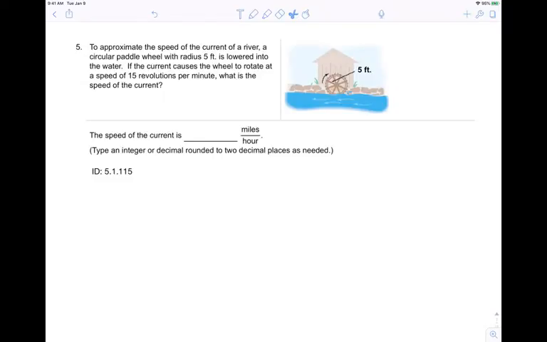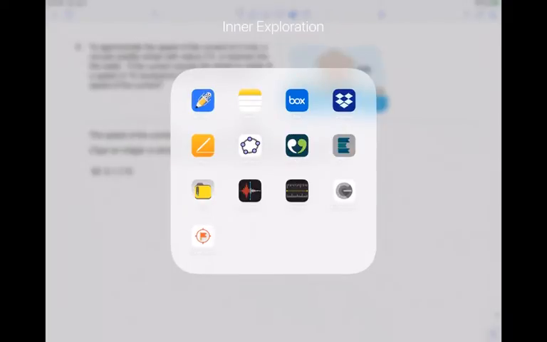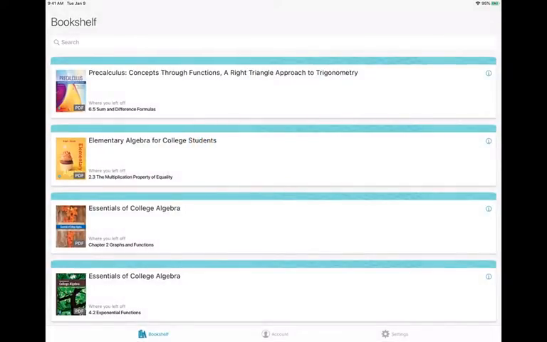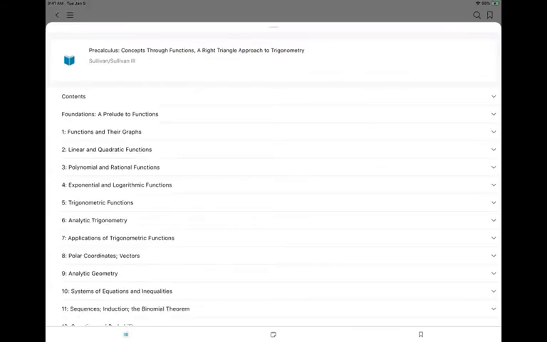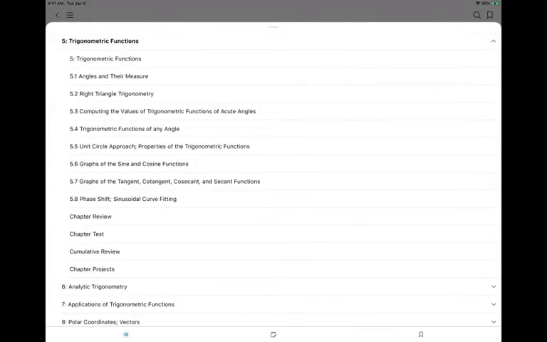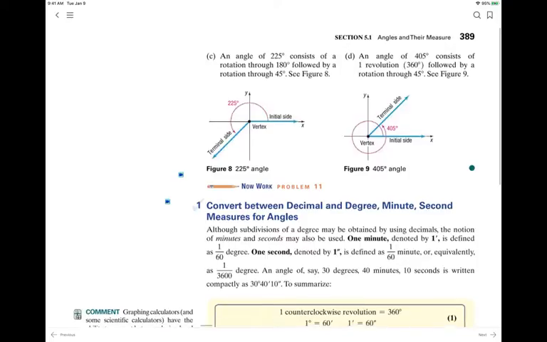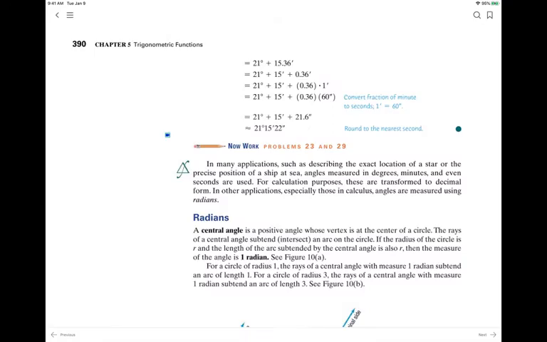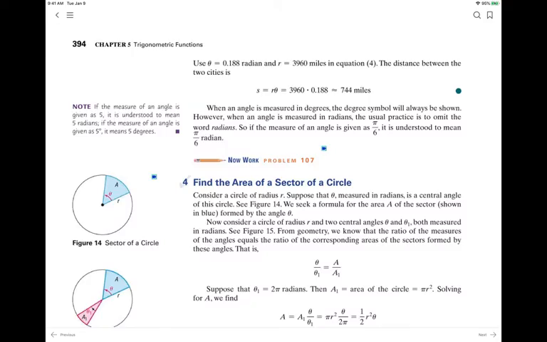So if we go to the email, actually I got it here. Let's pull it up right here. I want you to see this. Precalculus, right? Right triangle approach. And this is right here, 5.1. This is page, is this y'all's book 395? Come on. Right here. Okay, thanks.